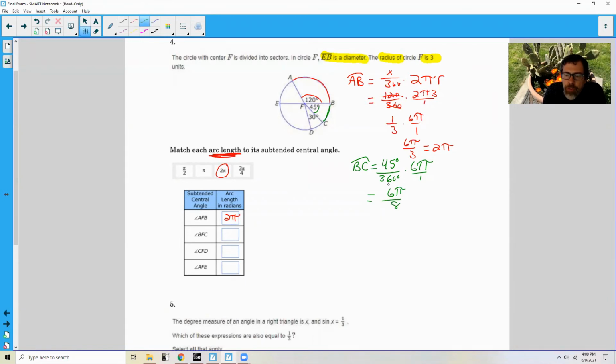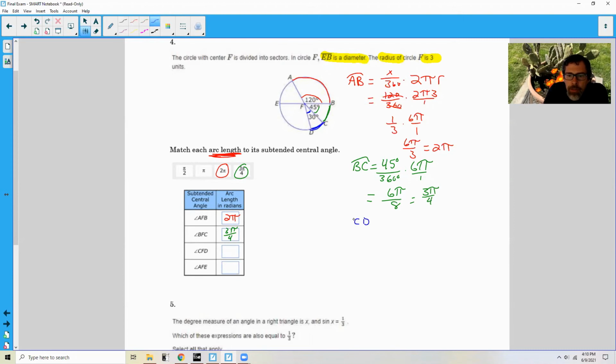So this is going to equal 6 pi divided by 8. The 45 over 360 is 1/8. 1/8 times 6 pi is 6 pi over 8. That reduces to 3 pi over 4. And that is right here. So 3 pi over 4. Okay, next thing, I'm looking for CFD. CFD is right here. That would be the arc length right here, DC or CD.